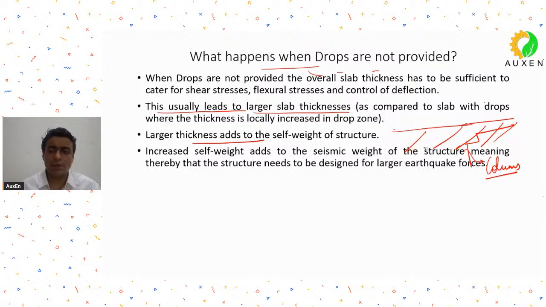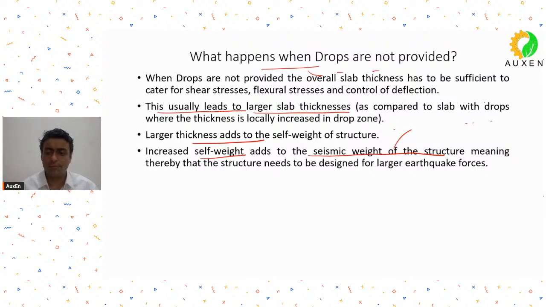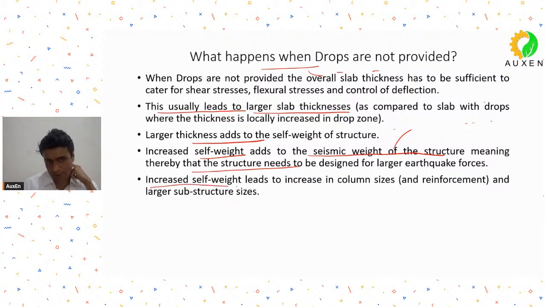So larger thickness adds to the self weight of the structure. If your self weight is more, it's a vicious circle that you are now trapped in. Because your self weight was more, the seismic weight of your structure increased. Larger seismic weight would mean more earthquake forces. More earthquake forces would mean you need larger column sizes. Are you getting this? You are caught in a vicious loop right now. I hope you are able to appreciate what I'm telling you. Thereby the structure then needs to be designed for larger earthquake forces. Not only this, as I told you, the increased self weight leads to increase in column sizes and the reinforcement.